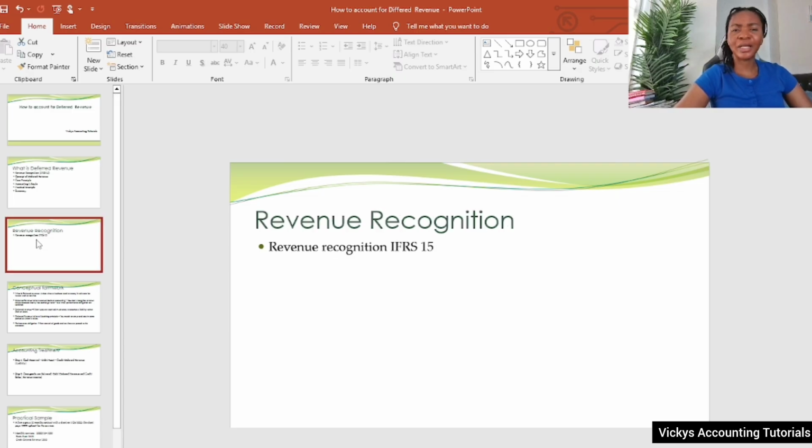So now, what is revenue recognition? Because if you are going to talk about deferred revenue, you must talk about revenue recognition, because this underpins how to account for deferred revenue. Revenue recognition is simply an accounting conceptual framework that underpins the treatment of deferred revenue. It states that for you to recognize revenue, you must have satisfied your obligation, right?